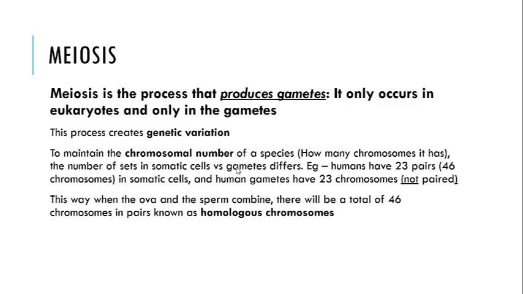Meiosis is the process that produces gametes. It only occurs in eukaryotes and only in gametes. This is the process that creates genetic variation. To maintain the chromosomal number of a species, or how many chromosomes it has, the number of sets in the somatic cells versus the gametes differs. So humans have 23 pairs, or 46 chromosomes, in their somatic cells, and our gametes only have 23 chromosomes, which aren't paired. This way, when the ova and the sperm combine, there'll be a total of 46 chromosomes, and they'll form pairs, and they'll be known as homologous chromosomes.